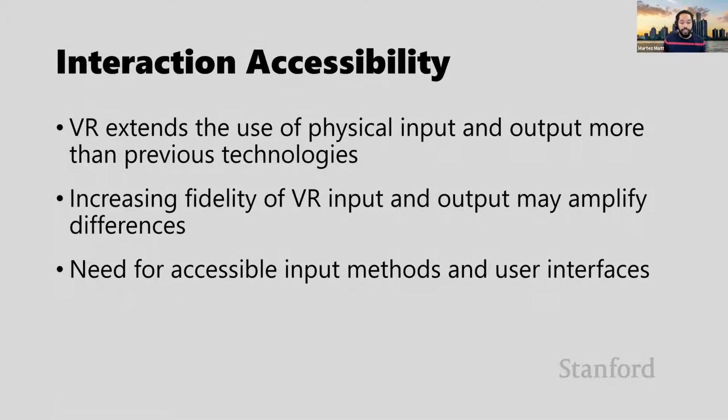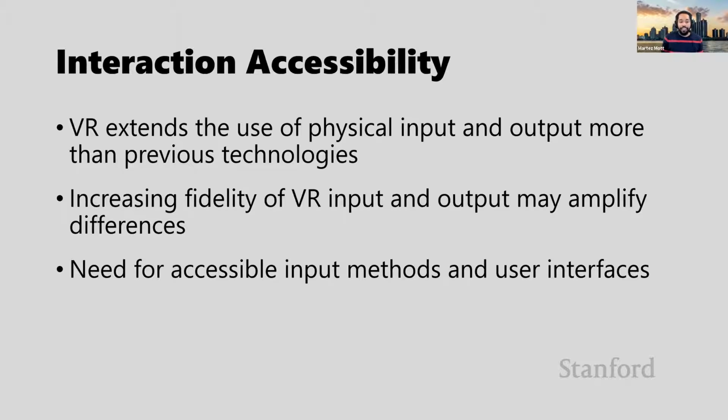So the next thing I want to talk about is this notion of interaction accessibility. Like I mentioned when we talked about device accessibility, VR, much more than these traditional systems, thinks about physical input and output. And it's really bad in terms of understanding how people with limited mobility can translate their physical actions into actions that the system can interpret and use in a way that makes their interactions easier and more enjoyable.